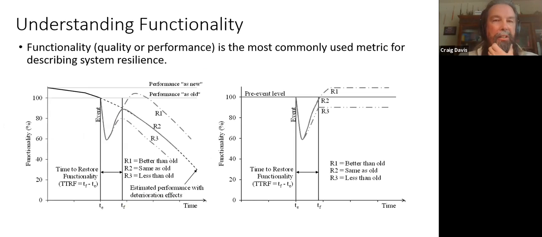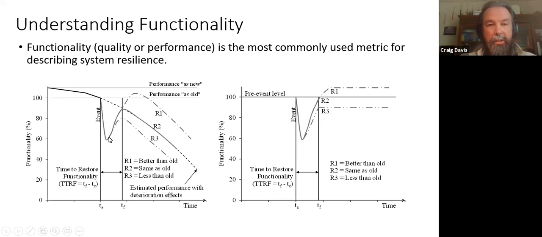Right? So now let's look a little bit deeper into understanding functionality. It's the most commonly used metric for describing infrastructure system resilience, and I show two diagrams. One of them identifies that functionality is lessened through deterioration, which is occurring continuously throughout each of these systems. So at any given day, every day, a certain part of functionality is lost simply due to deterioration. We're showing that in the diagram on the left.